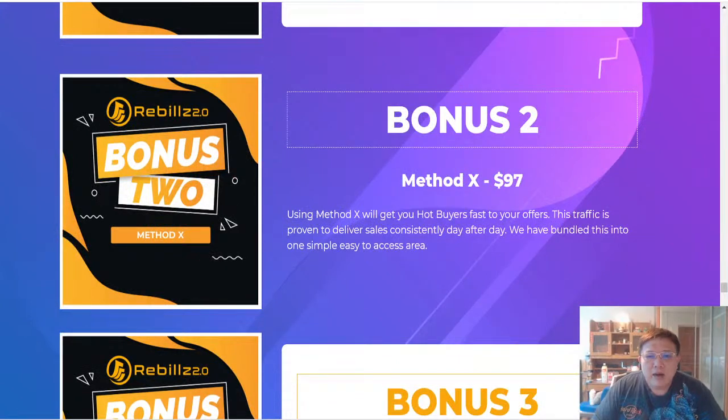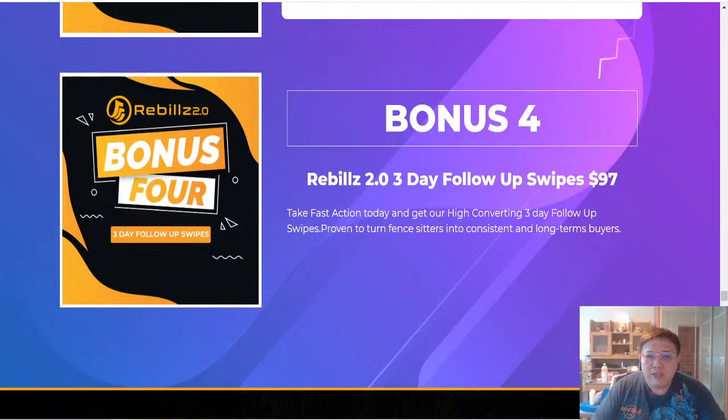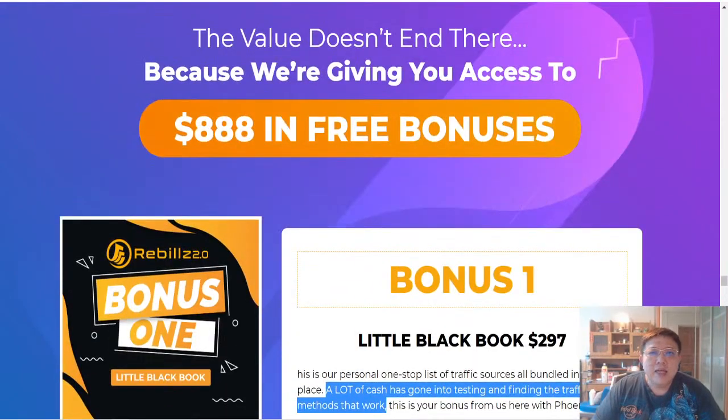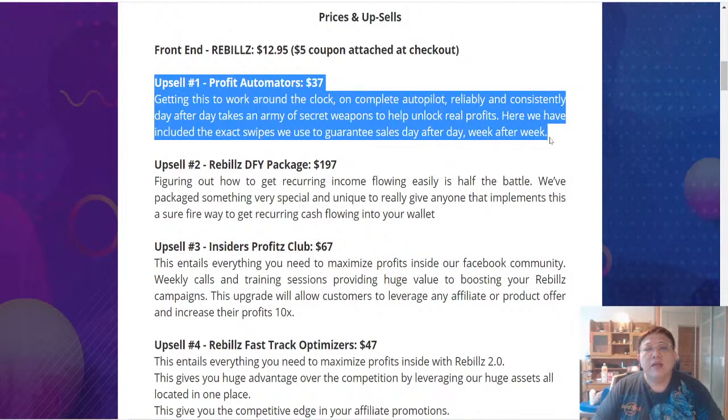Now on top of that, they also have how to actually use Bing ads to run advertisements to get traffic. They also share with you their exact funnel that they actually use, and 3-day follow-up swipes. But the 3-day follow-up swipes are not sufficient, because these bonuses are only for the front end of Rebillz, which is over here. What you really need is their entire email swipes, the entire email swipes that they're using to promote that particular product that they are telling you to promote.